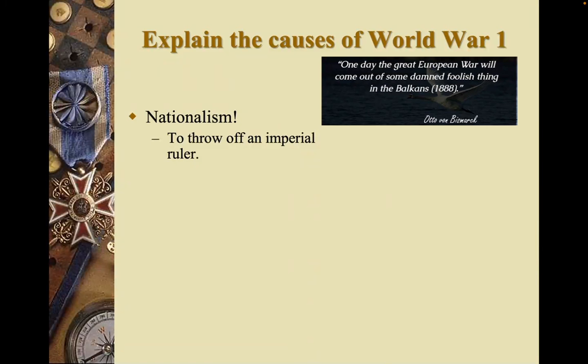This was very big in an area called the Balkans, which essentially is where Greece is. Even as early as 1888, the great German statesman Otto von Bismarck, the prime minister and second in command in Germany, said that one day a great European war will come out of some damned foolish thing in the Balkans. Well, in the Balkans, which was ruled by Austria-Hungary and the Ottoman Empire, we basically see the rise of a first nationalist movement.